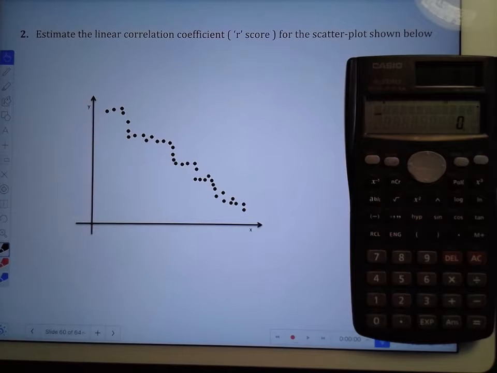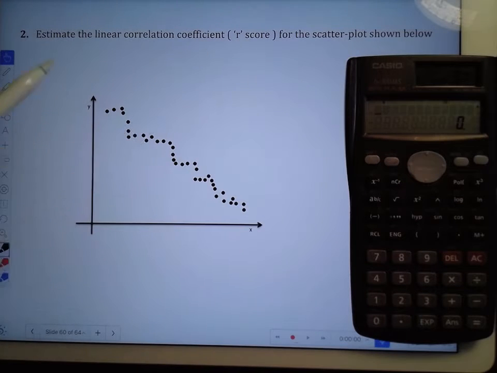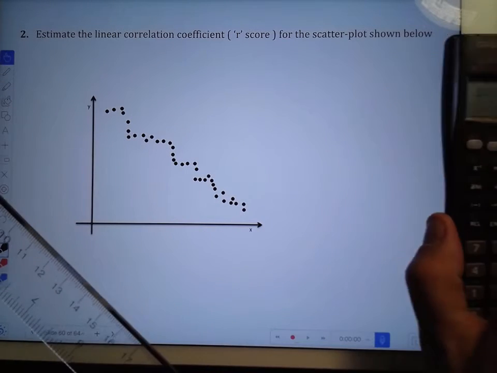Hey guys, this is estimating the linear correlation coefficient, number 2, or calculating or estimating the R-score, number 2, from a scatter plot. And so here you can see our series of points in that scatter plot. And here I have my trusty ruler. And I'll just move the calculator for a second.